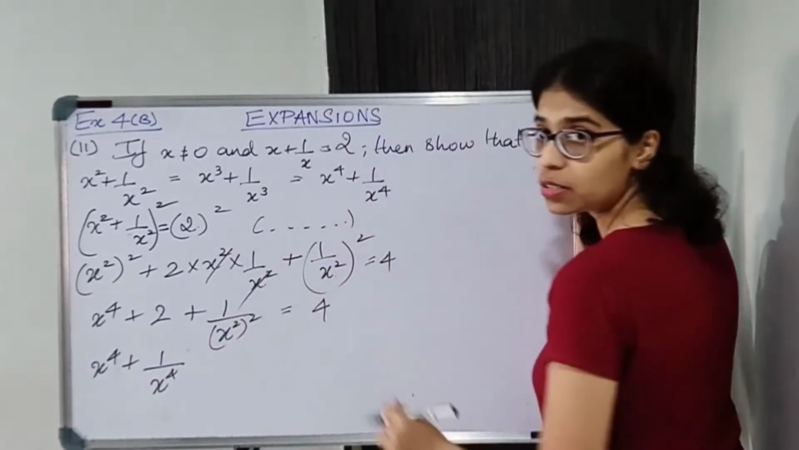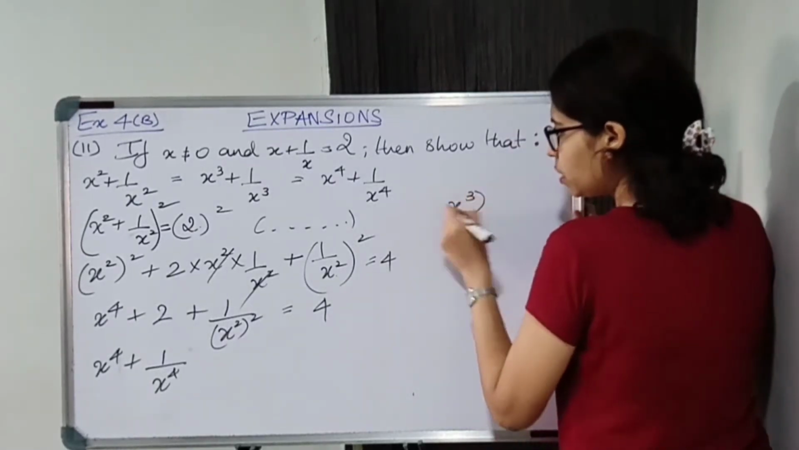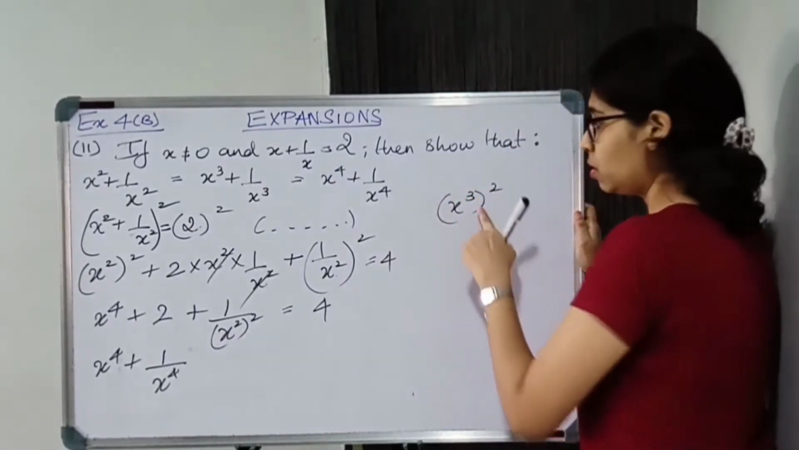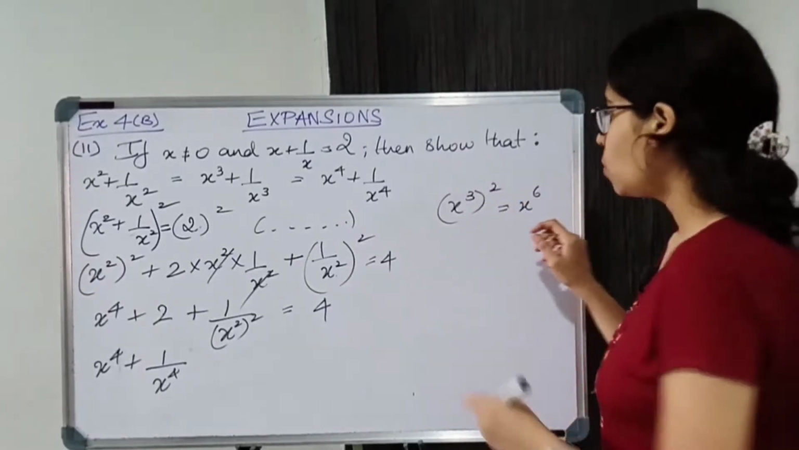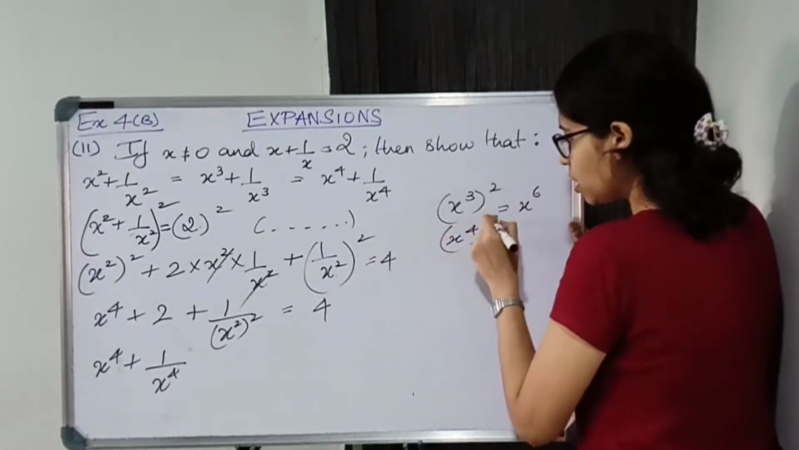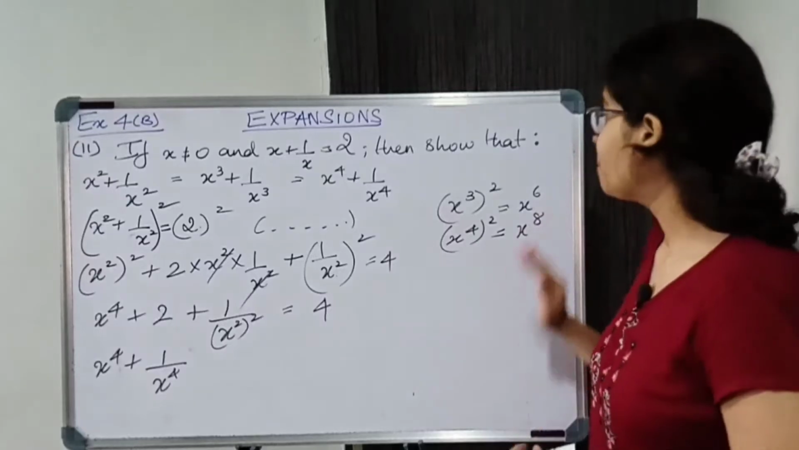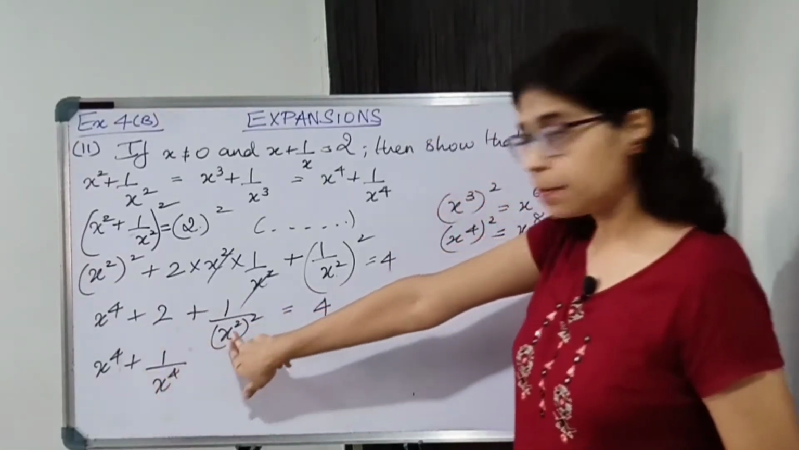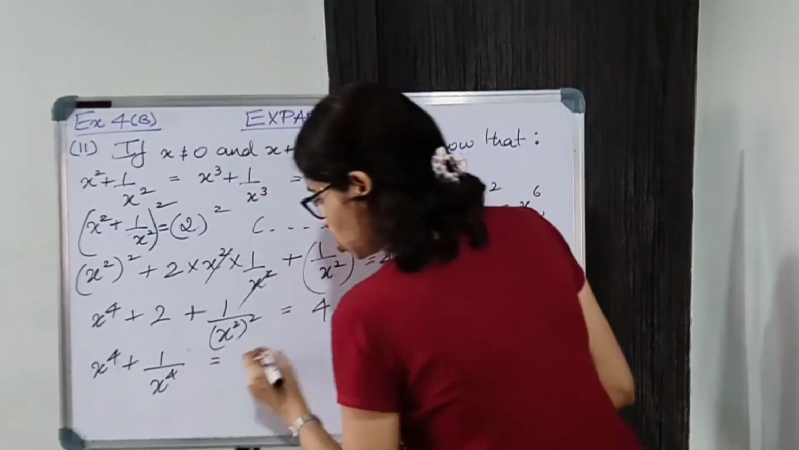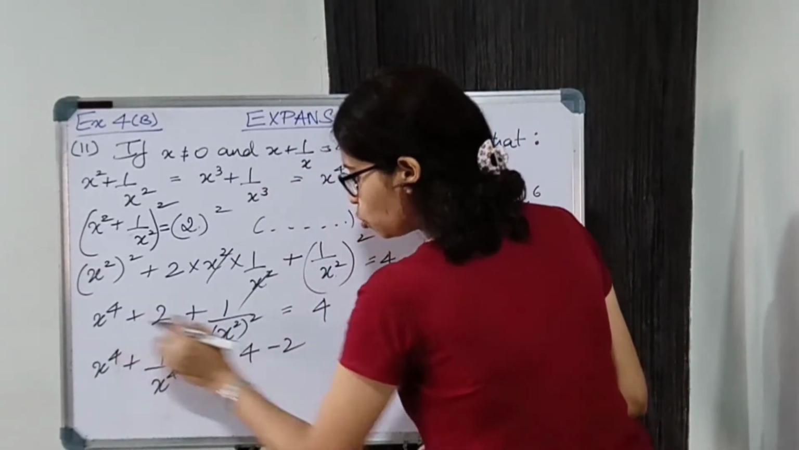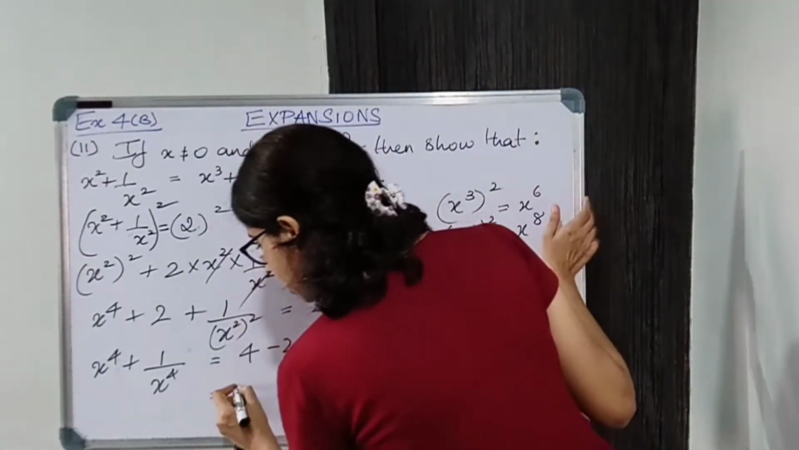I'll multiply the powers. Okay, now if I had x cube raised to 2, what would I do? 3 into 2, that would be equal to x raised to 6. If I had x raised to 4 का square, I would multiply the powers, it would be x raised to 8. So same thing over here, I'm multiplying the powers. This is basic law of indices. So this is equal to 4 minus 2, 2 shift हो गया यहाँ पे, ठीक है. So this is equal to 2.